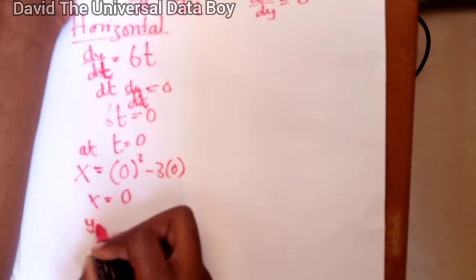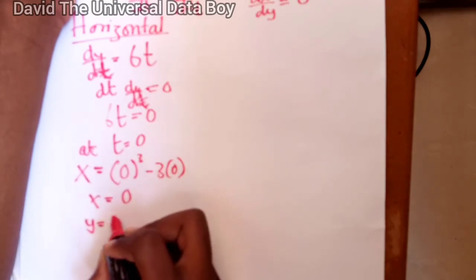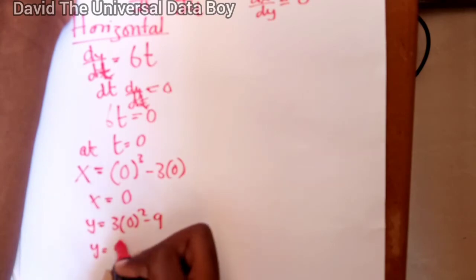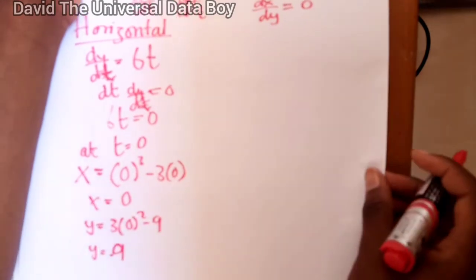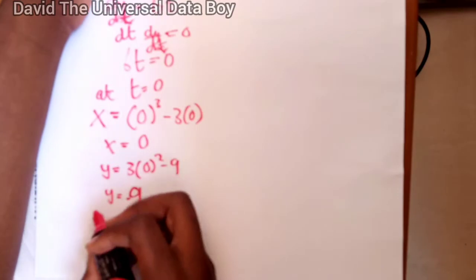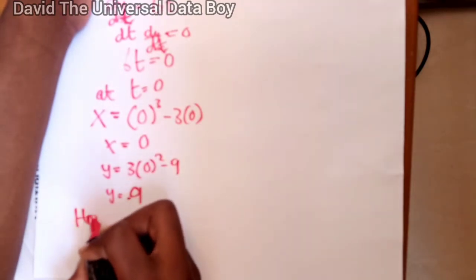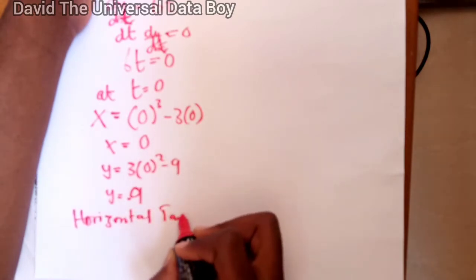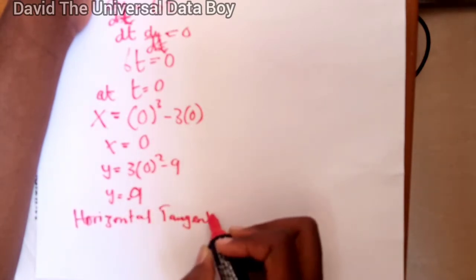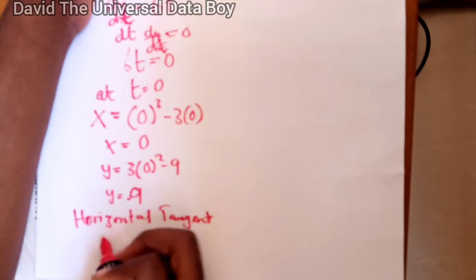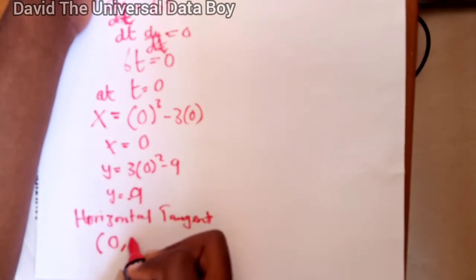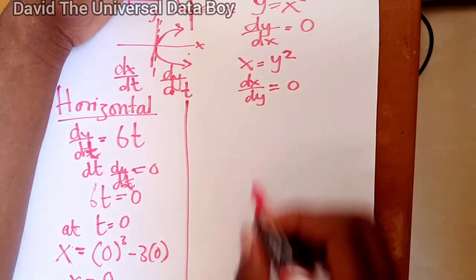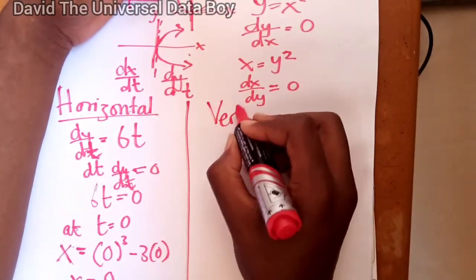Then your y coordinate is going to be equal to 3 times 0 to the power 2 minus 9. Y is equal to negative 9. So then you're going to have your horizontal tangent at the point 0, negative 9. So then we go to the vertical. You can do that and say vertical.